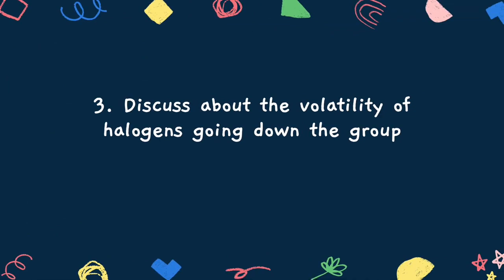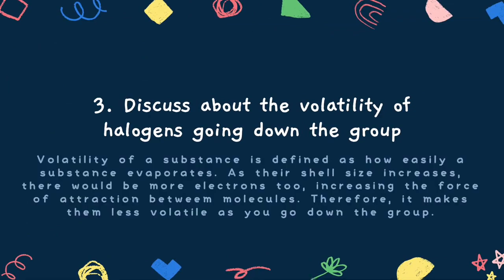Volatility of halogens going down the group. Volatility of a substance is defined as how easily a substance evaporates. As their shell size increases, there would be more electrons too, increasing the force of attraction between molecules. Therefore, it makes them less volatile as you go down the group.